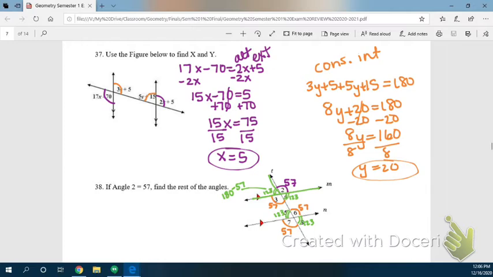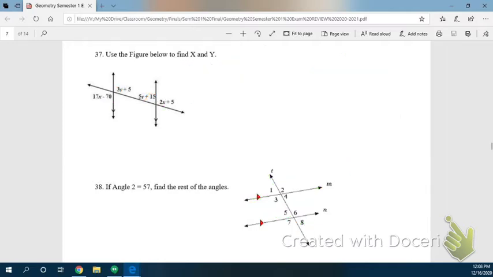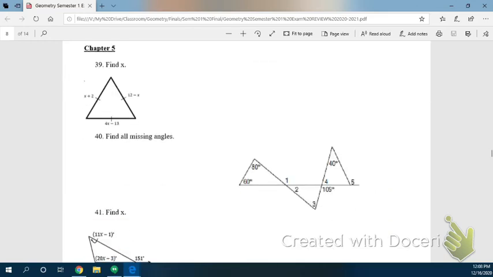Keep looking at these triangles. If we go to the next page for chapter 5, this is an equilateral triangle. I know that because all of the sides are congruent. They show me that with the tick marks. If all the sides are congruent, I know that they can be set equal to each other. So I'm going to write that this is equilateral.